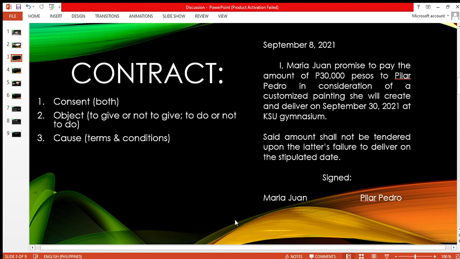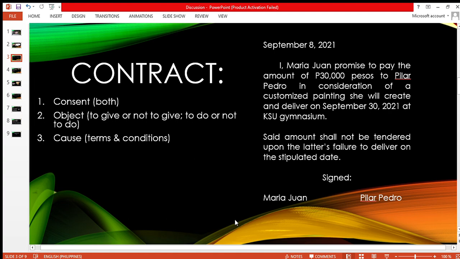Ang isang kontrata ay nangangahulugan na ito ay isang dokumento na nagsasaad sa agreement ng dalawang tao. So when letter A and letter B agreed to give each other something, then there is what we call a contract.